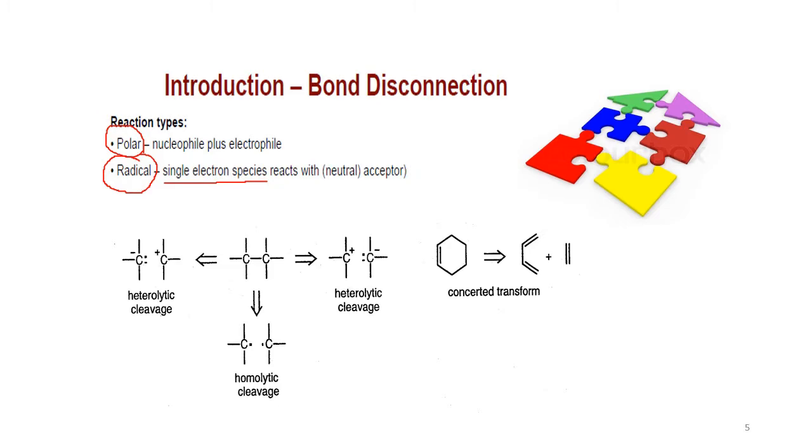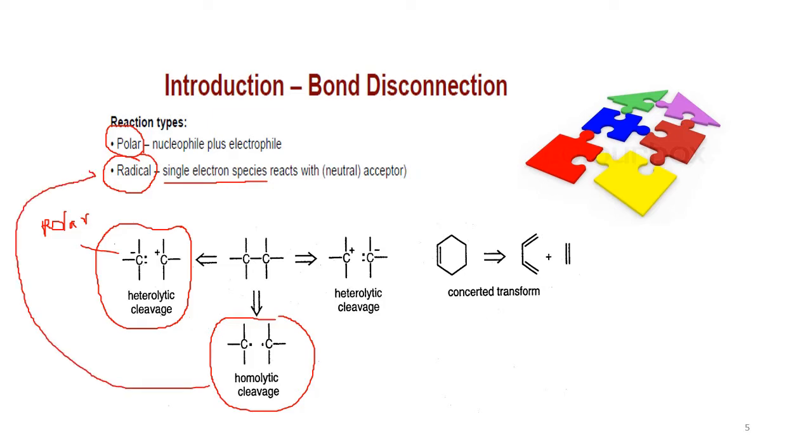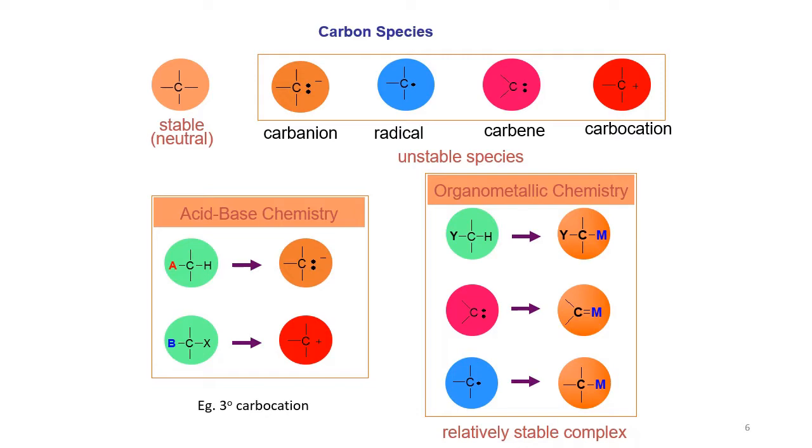Okay, polar reaction normally involves heterolytic cleavage. While radical reaction involves single electron species. Single electron species refers to radicals, which also means homolytic cleavage.